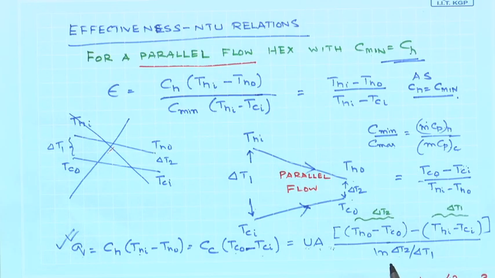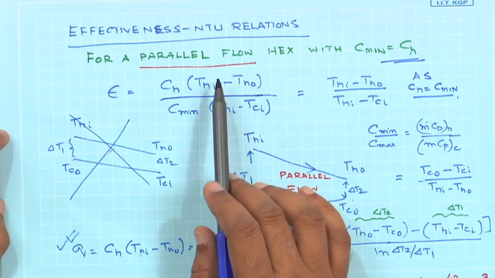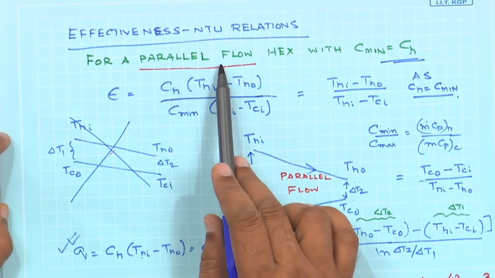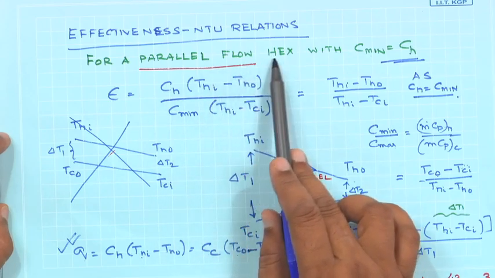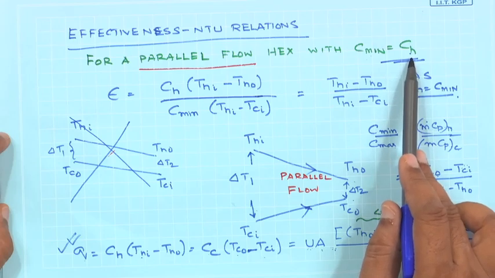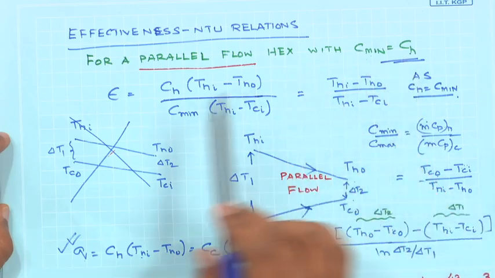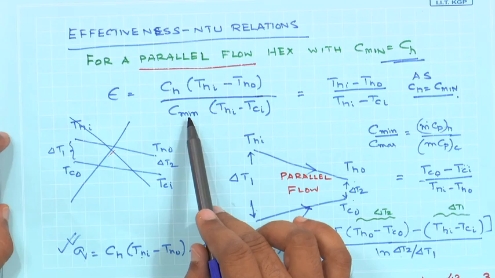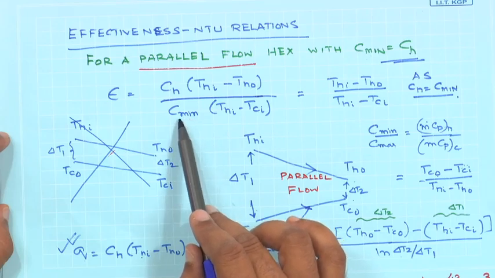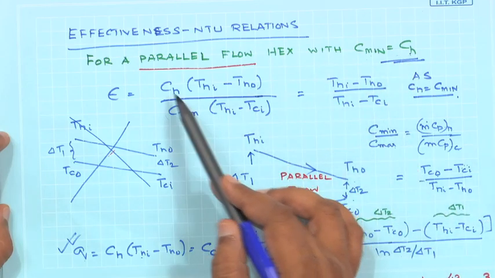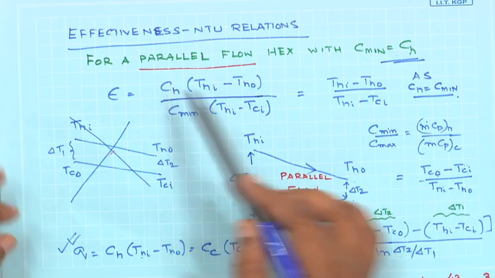So, then we went into this effectiveness-NTU relation, and we started to derive the expression for a parallel flow heat exchanger, as I mentioned before, with C minimum equals Ch. So, Ch, which is m dot Cp for the hot fluid, is the lower one. Therefore, epsilon would be the total actual heat transferred divided by the maximum heat transfer that could take place, and in this case C minimum is simply equal to Ch. So, Ch and Ch would cancel from the numerator and the denominator.